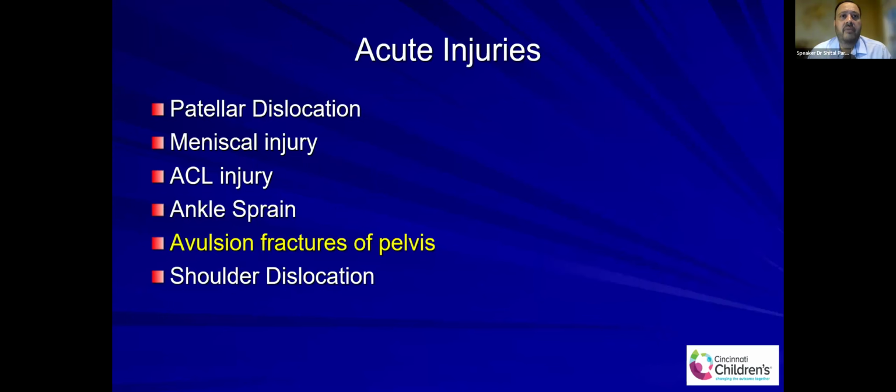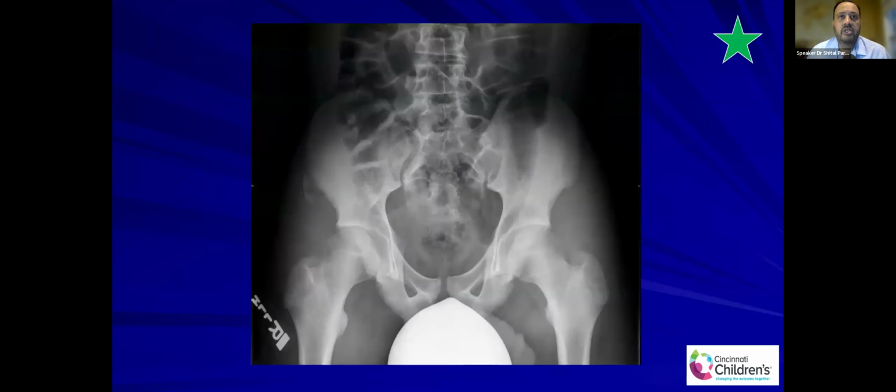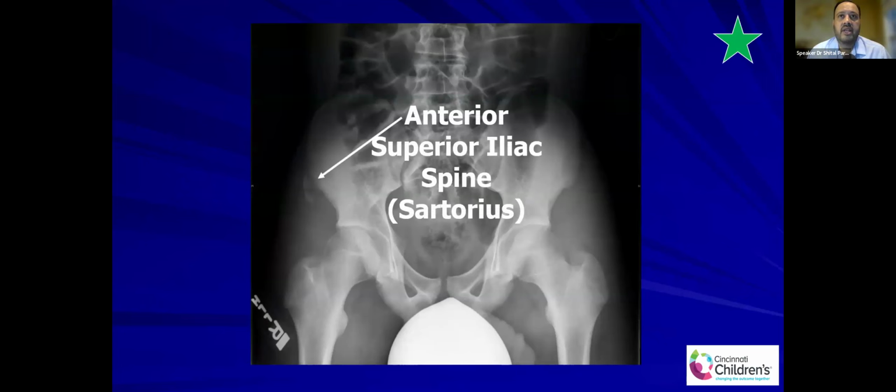Avulsion fractures of the pelvis. So this is an example of a 14-year-old male who was kicking the soccer ball after school, felt a painful pop in front of his right hip, can walk, but it hurts. And what you can see here is an anterior superior iliac spine avulsion. That is where the sartorius is attached.